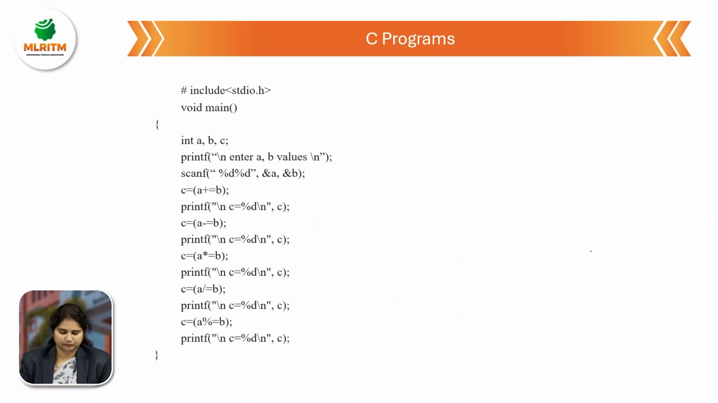This is the example program for assignment operators. Here 3 variables we have declared and 2 variables we have read from the user, and we wrote a plus equal to b. Then this can also be written as a equal to a plus b. Similarly a equal to a minus b, a equal to a into b, a equal to a by b, and a modulo division by b, and we are printing the results.